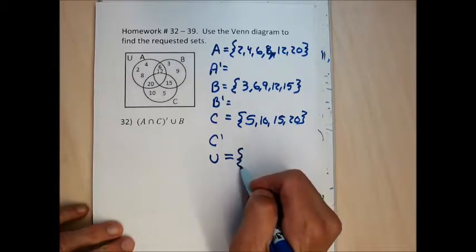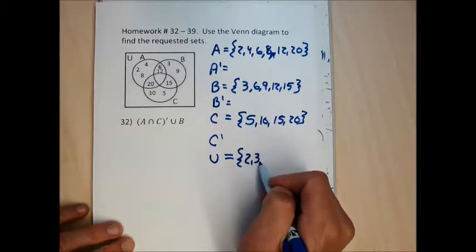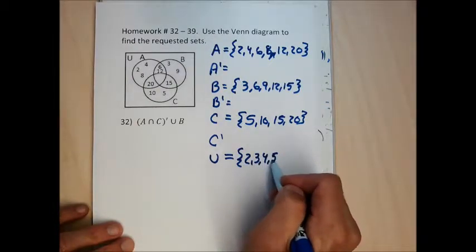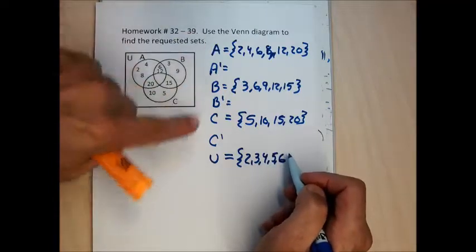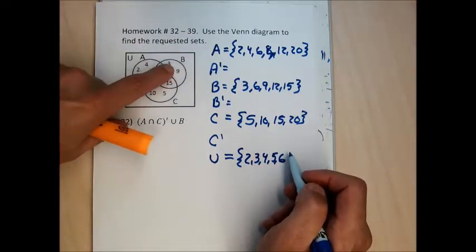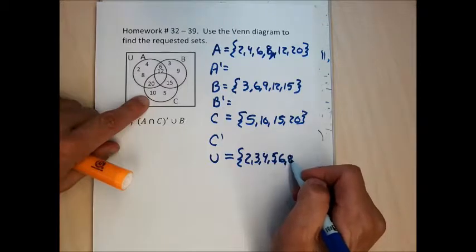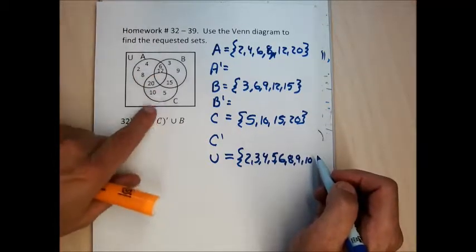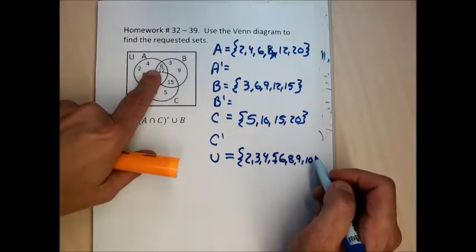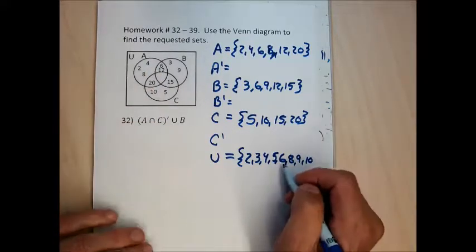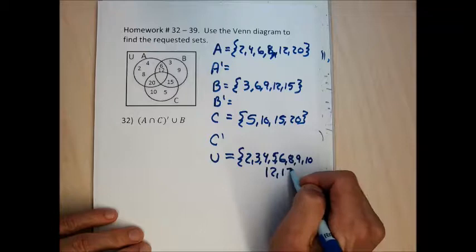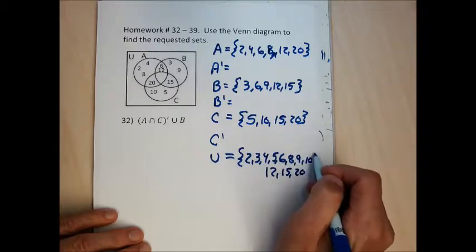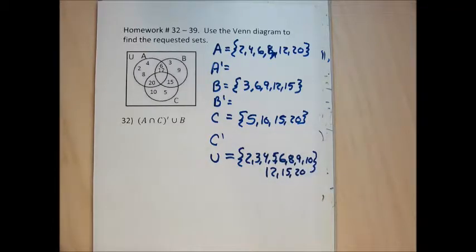Let me start writing this down. It's 2, 3, 4, 5, 6. Misses the 7, has an 8, 9, and 10. And the next number after 10 that I see is 12, 15, and 20. So that's the universal set.